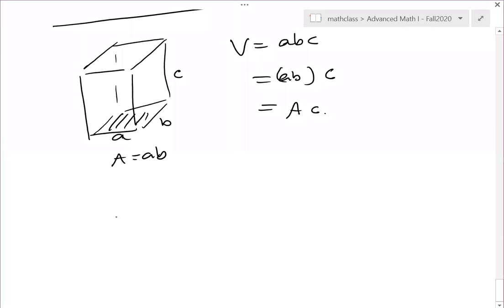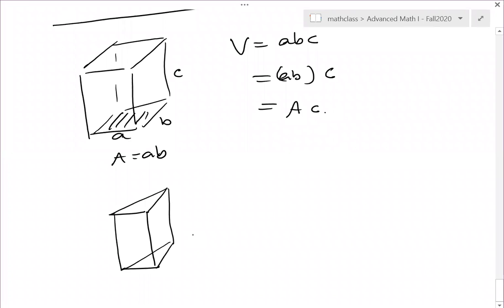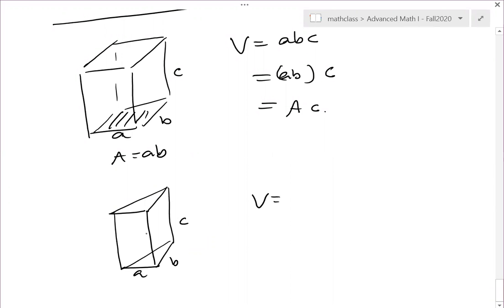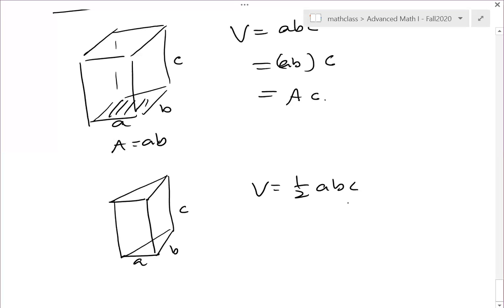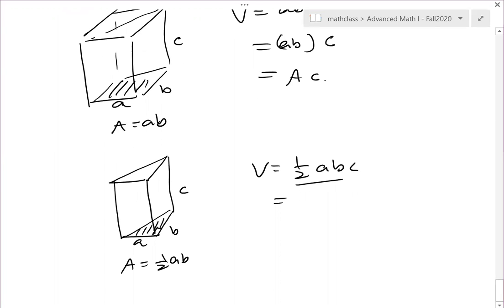Now, if I cut it in half, so you have A and B and C. The volume is only half of ABC, right? It's only half of ABC, because you cut the solid along this diagonal into two halves. One half of AB is this part, the area of the triangle. This is a right angle. So this is also A times C, okay?